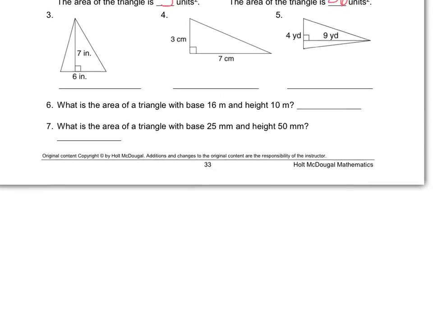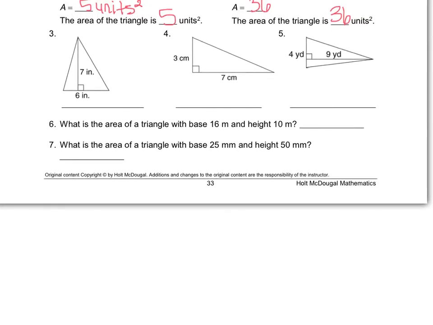Okay, let's do 3, 4, and 6 together, and then you need to do 5 and 7. Alright, so for 3, we're going to write down the formula, area equals base times height divided by 2. I want you to write that down every single stinking time, because every time you write that formula down, you're committing it to memory. The more you write it down, the more you're going to remember it, the less studying you have to do in the end. So really, it's a win-win for you.